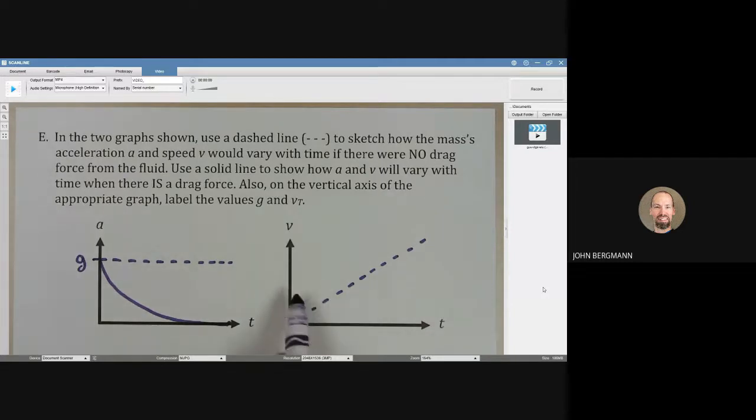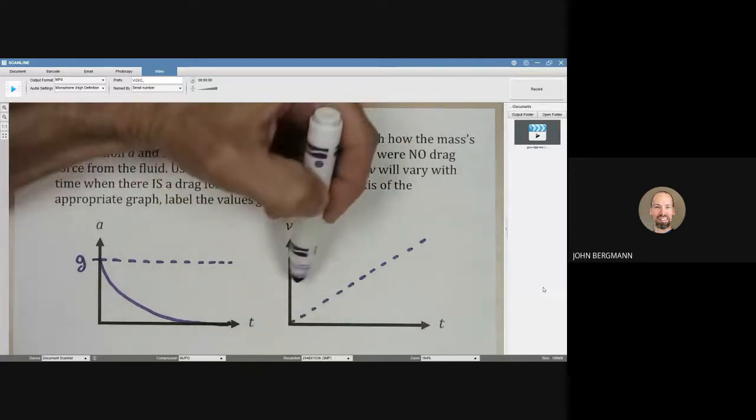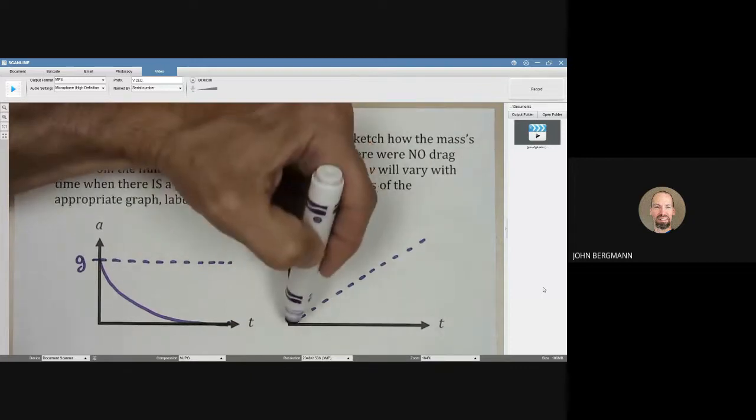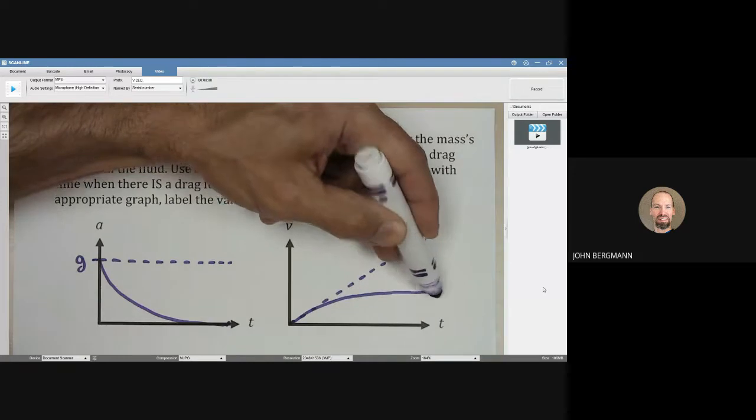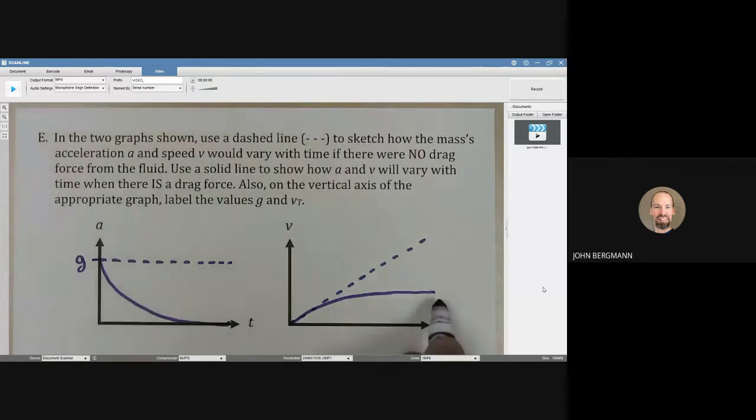And with the speed, it will eventually reach a point where it doesn't increase anymore. So it's going to approach a value like that, where this value right there is the terminal speed. So you can see the differences there if there is air resistance or drag compared to if there isn't.